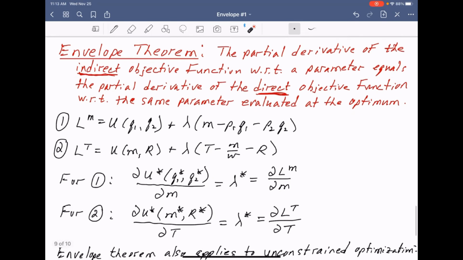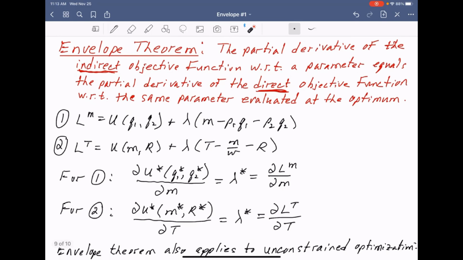The envelope theorem simply says that the partial derivative of the indirect objective function, whether that's an indirect utility function as a function of Q1, Q2, or an indirect utility function as a function of labor time or leisure time and income, we take the partial derivative of the indirect objective function with respect to a parameter, and that's equal to the partial derivative of the direct objective function with respect to the same parameter evaluated at the optimum. Consider two examples here that we've already looked at.